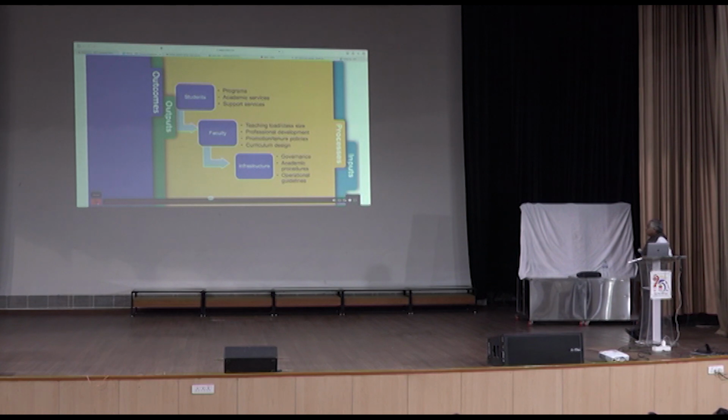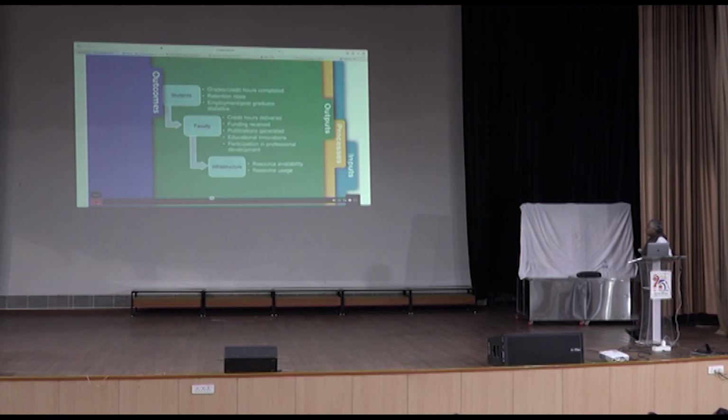The infrastructure: what kind of governance, what kind of academic procedures and operational guidelines do you have that support your faculty and your students? When we think about outputs, this is what I call the counting things, the how many. So for students, we look at grades, credit hours completed, retention rates, employment, postgraduate statistics, just to name a few. For faculty, how many credit hours delivered, what kind of funding received, publications generated, educational innovations that they've adopted or developed, participation in professional development activities. And of course, these are going to vary depending on the kind of institution or program that you are.